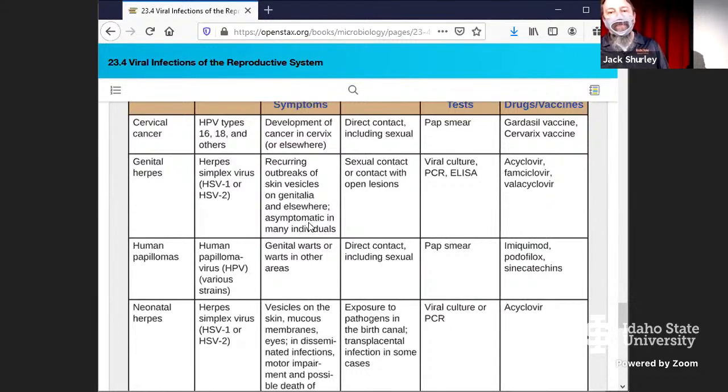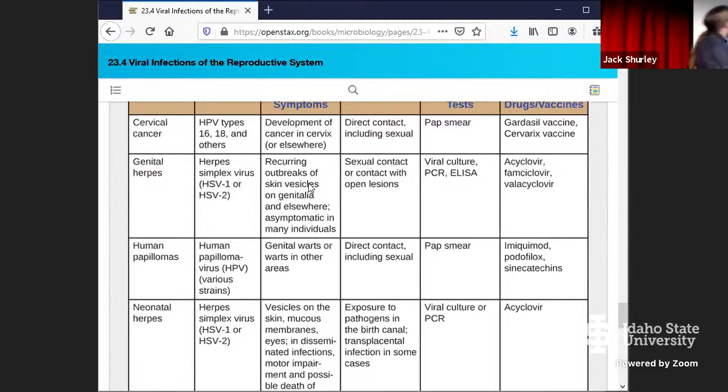So asymptomatic, definitely potential with that, all right? Sexual contact or contact with open lesions sets the stage for becoming infected. Viral culture, PCR, and antibody detection with ELISA are possibilities for diagnosis. And then a couple of antivirals help deal with it, especially during a flare-up. But still contagious.